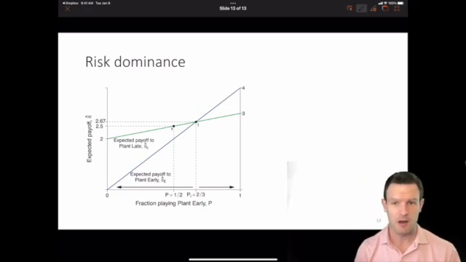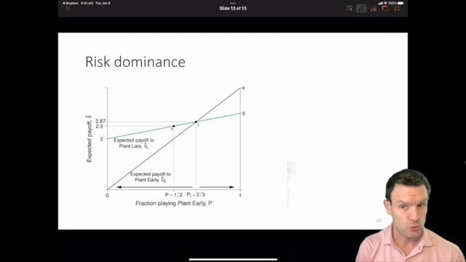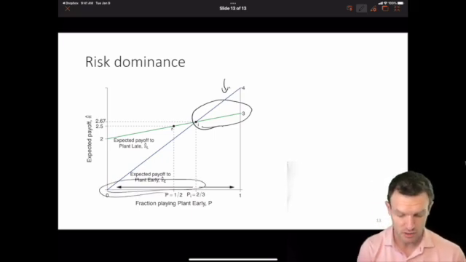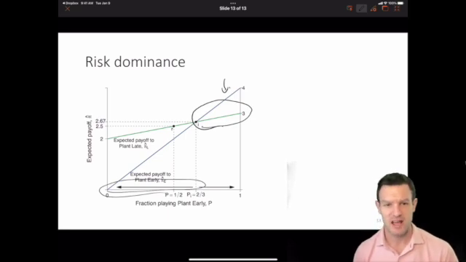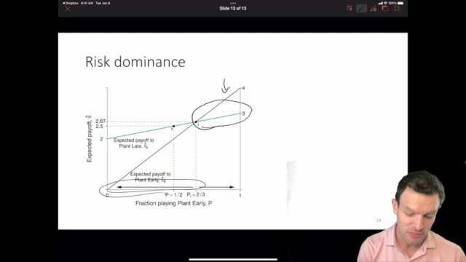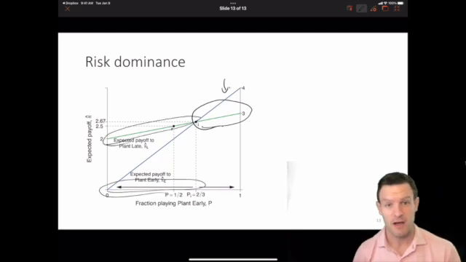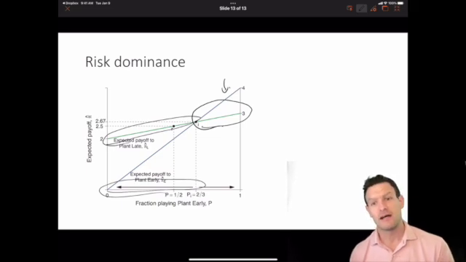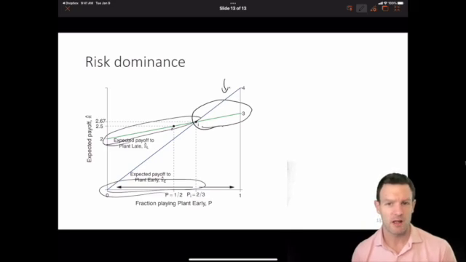Now, if enough of them are playing plant early, so more than 2/3 of them are playing plant early, what would that mean? It would mean we're in this region of the figure. It would mean the expected payoff to playing plant early is higher than the expected payoff to playing plant late. If less than 2/3 of farmers are playing plant early, it means we're in this region of the figure on the left-hand side. And what we can also see is that when that happens, we're in the area where the expected payoff to playing plant late is greater than the expected payoff to playing plant early. If we're in that region of the figure, then players want to play plant late.